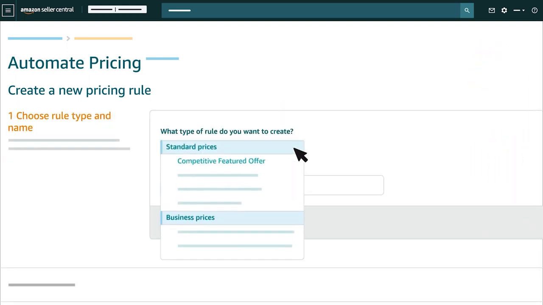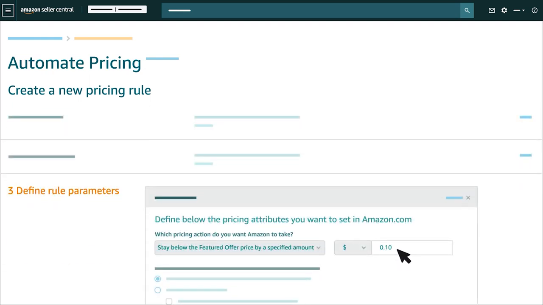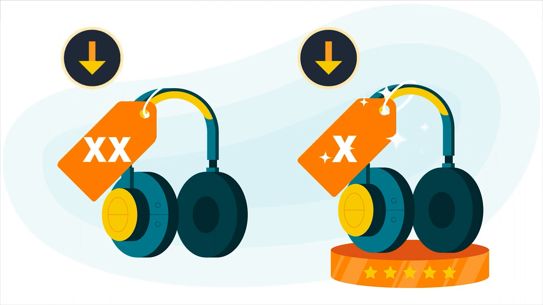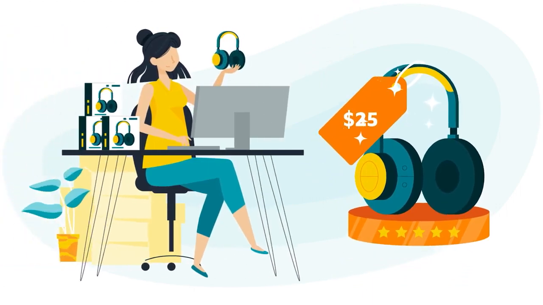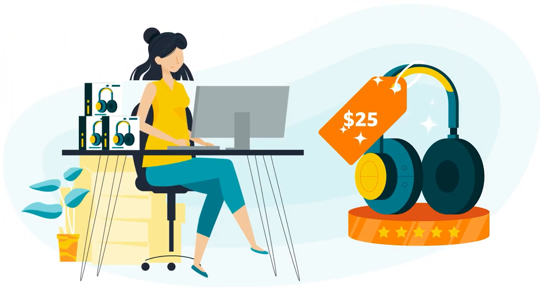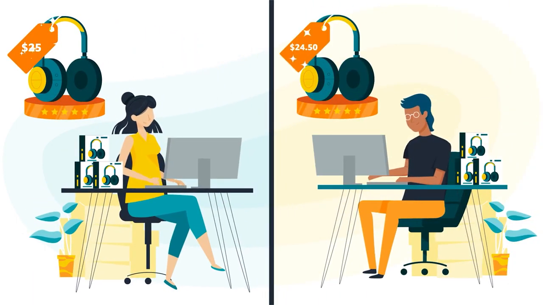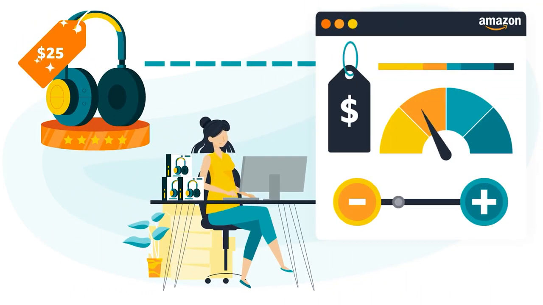Here's an example. You select Competitive Featured Offer and set your price to stay 10 cents below the featured offer price. Automate Pricing will lower your price every time the featured offer price decreases, but only within the minimum threshold you've set. Based on the rules you've set, if the featured offer price of your item is $25 and another seller lowers their price to $24.50 to win the featured offer, Automate Pricing will lower your price to $24.40, 10 cents below the featured offer price.